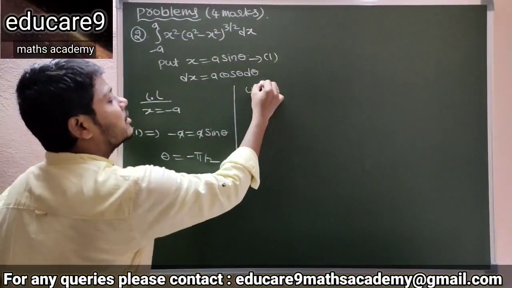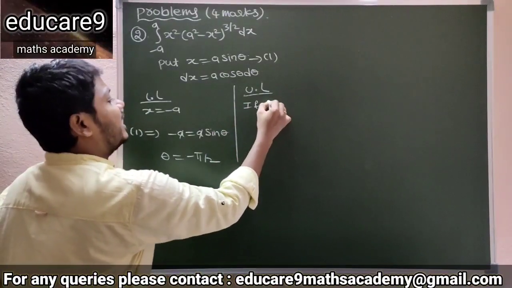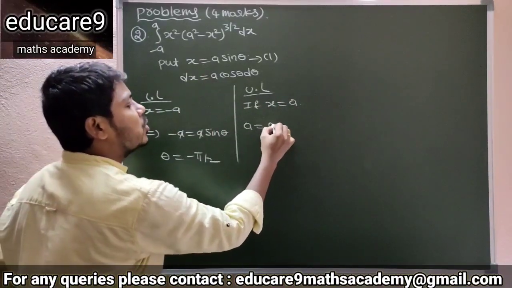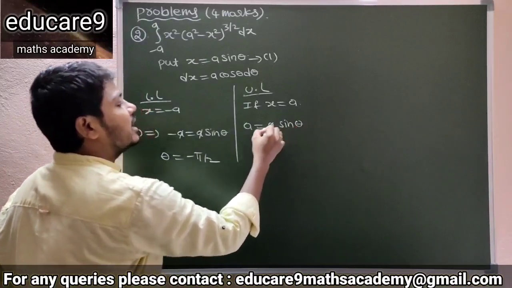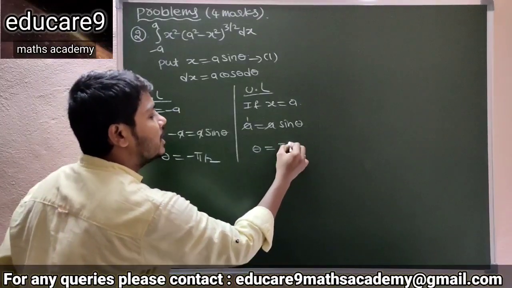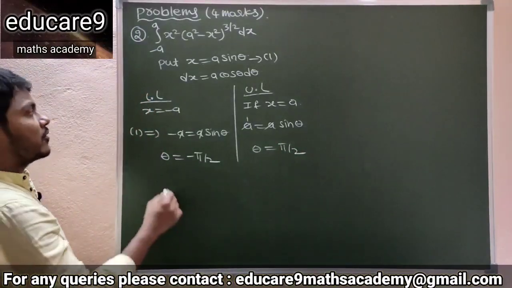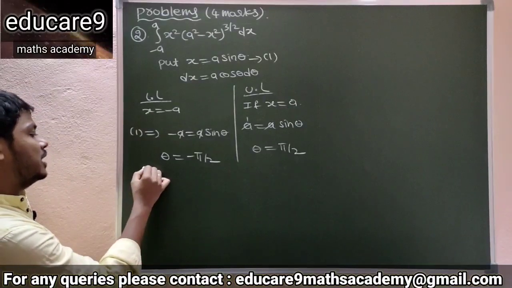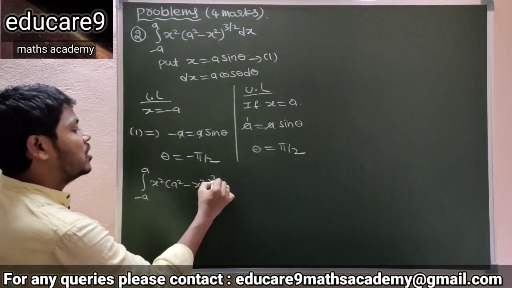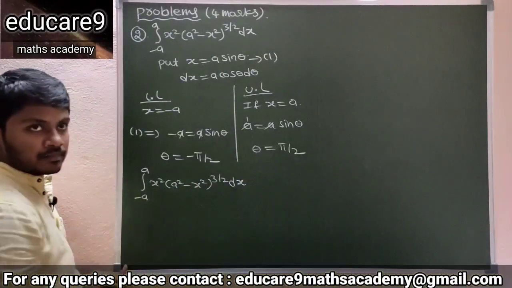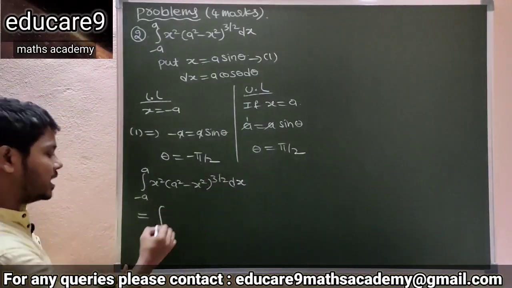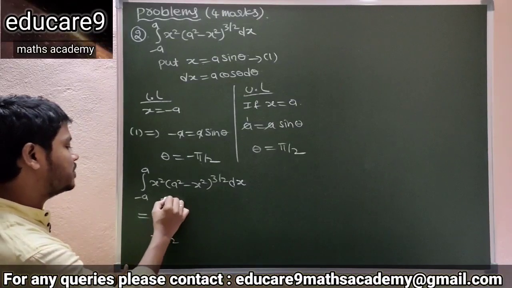And the upper limit, so what is that? If x is equal to a, again substitute here, what you get? a is equal to a sin theta. So clearly a gets cancelled, sin theta is equal to 1, so theta is equal to pi by 2. Therefore integral from minus a to a of x square into a square minus x square whole to the power of 3 by 2 dx. So how to write this one? What is the lower limit? Minus pi by 2, and the upper limit is pi by 2.